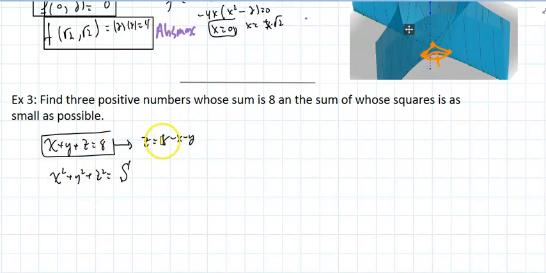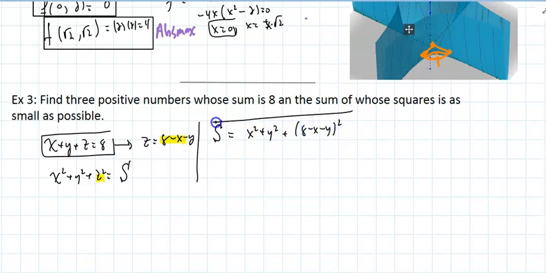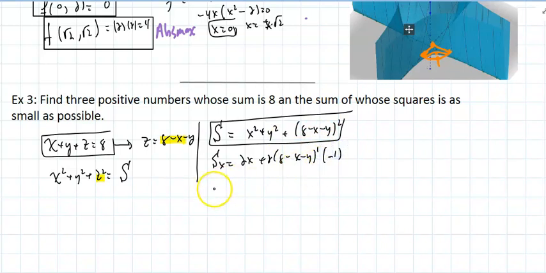If I take this and substitute that right there, I'm looking to maximize this function s, which is x squared plus y squared plus (8 minus x minus y) squared. I want to minimize or maximize that. Well, I'll take s sub x, that's 2x plus 2 times (8 minus x minus y) times a negative 1. I'll take s sub xx, that is 2 minus 2 times a negative 1. So I get that to be a 4.